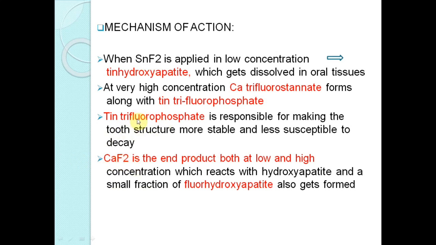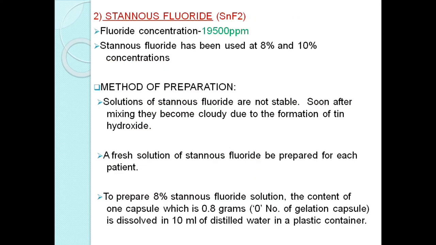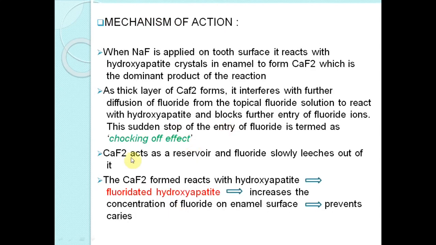So after this, there will be an end product, that is calcium fluoride, in both low and high concentration, which reacts with hydroxyapatite, and a small fraction of fluorohydroxyapatite also gets formed. So along with this, there is a very small amount of fluorohydroxyapatite, because calcium fluoride is the end product. So it reacts with hydroxyapatite and forms fluorohydroxyapatite, but in very low amount. In the sodium fluoride mechanism, calcium fluoride is the main product.